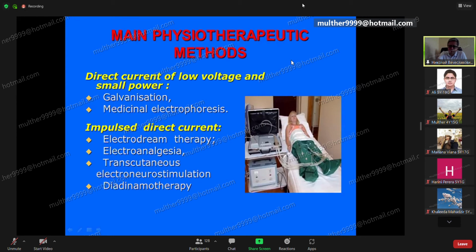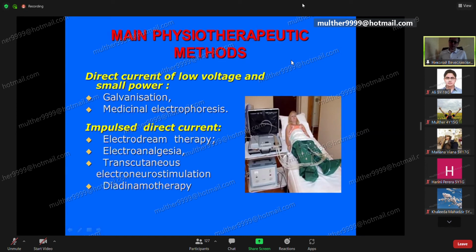Now it's time to estimate, to explain, describe and explain the classification of the main methods of physiotherapeutical practice. Let's discuss the first part of methods, concrete methods. We'll continue our discussion today with an explanation of mechanisms, indications, and contraindications of 4 methods of electrotreatment.